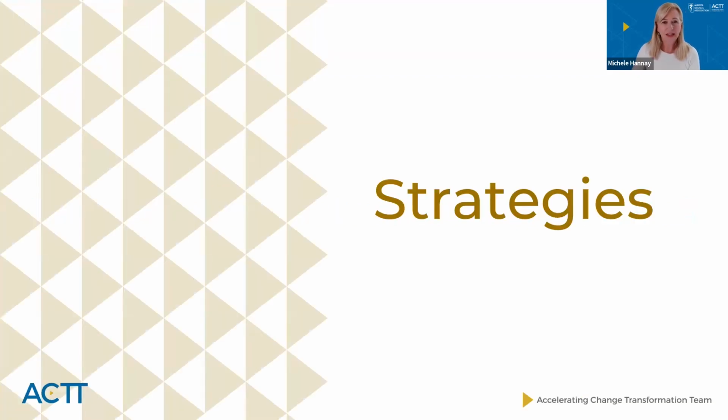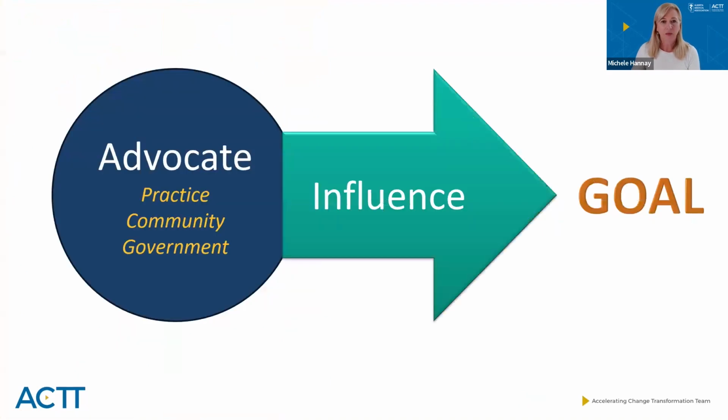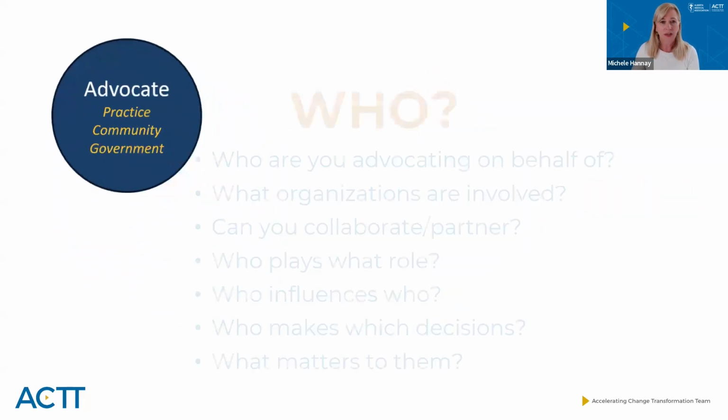All right, so let's move into talking a little bit about some strategies now. We've discussed advocacy can happen at many levels within a practice or hospital, in the community, and at the government level. And influence is used usually concurrently to reach the desired goal.